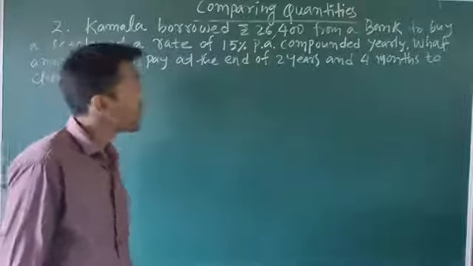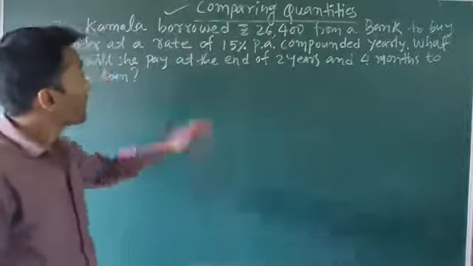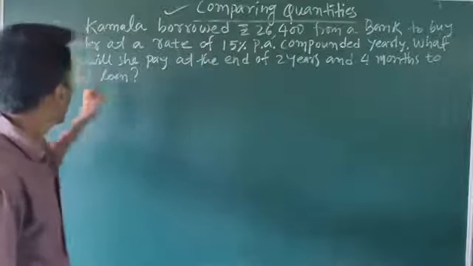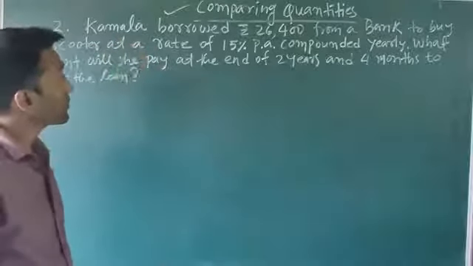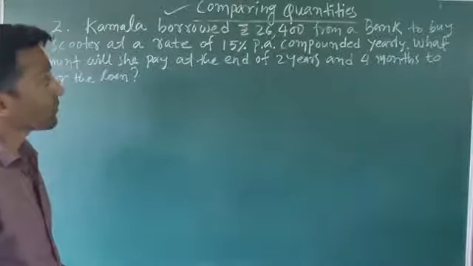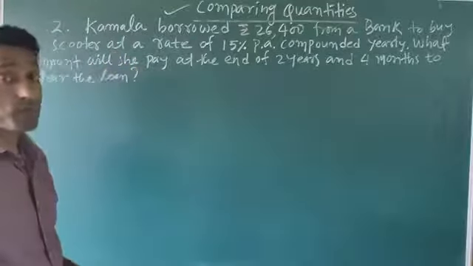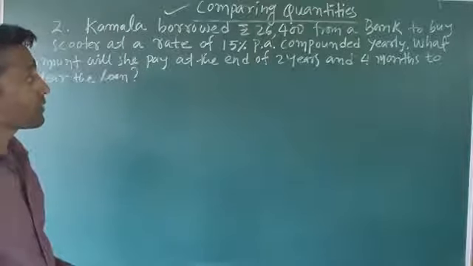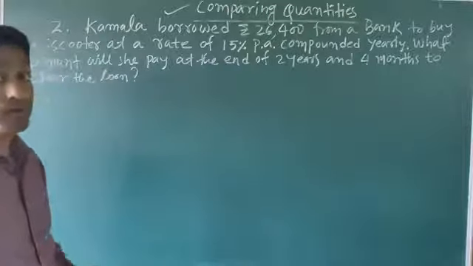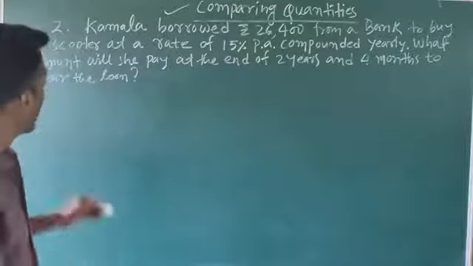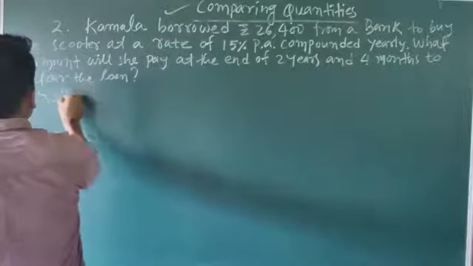Hello students, today in this video we will solve the chapter Comparing Quantities, problem number 2. Let's see the question. Kamala borrowed rupees 26,400 from a bank to buy a scooter at a rate of 15% per annum compounded yearly. What amount will she pay at the end of 2 years and 4 months to clear the loan?